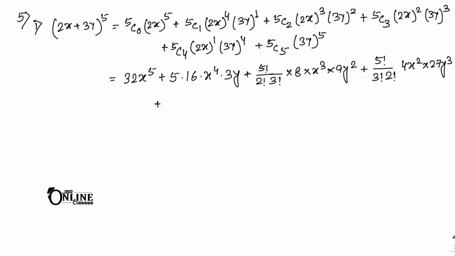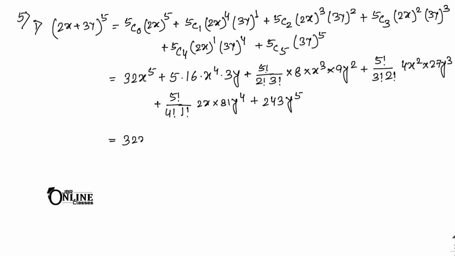Then next 5c4, so 5 factorial by 4 factorial into 1 factorial. Here 2x into now 3 to the power 4, that means 27 into 3, so it's 81, y to the power 4. And the last one 5c5. Okay, so what does 5c5 mean? It's 1. So here 3 to the power 5. 3 to the power 5 means 81 into 3, that means 243. So 243 y to the power 5.